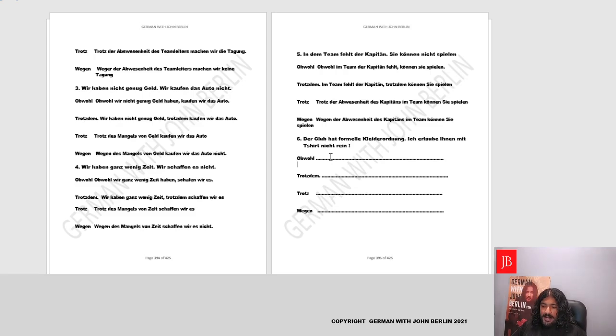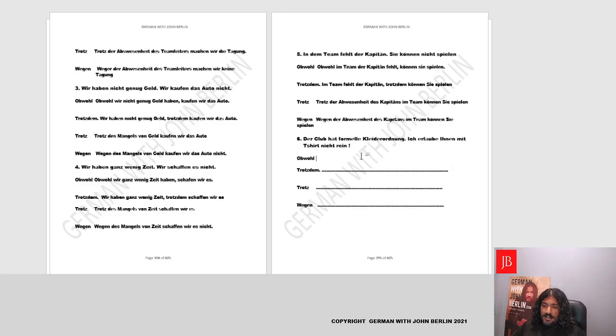Okay, the club has a formal dress code. I allow you all with the t-shirt inside. I do not allow you with the t-shirt inside. Yeah. Okay. So we'll be looking at the sentence. Der Club hat formelle Kleiderordnung. Ich erlaube Ihnen mit T-Shirt nicht rein. Now we could contradict the reason.